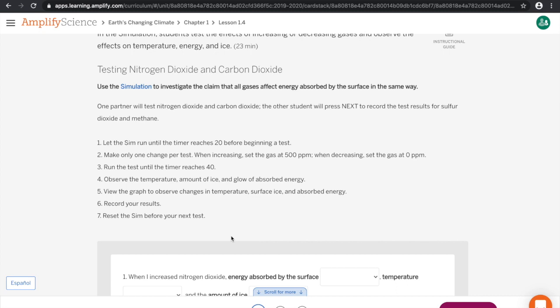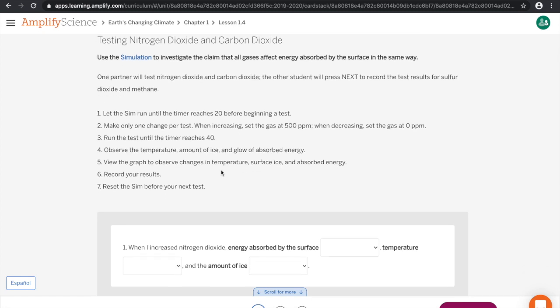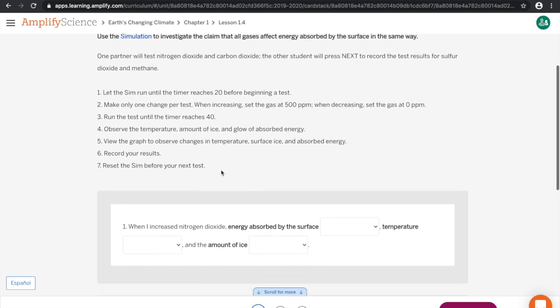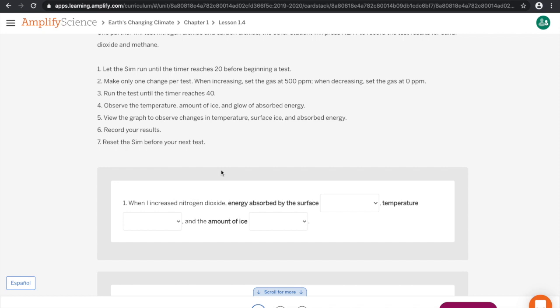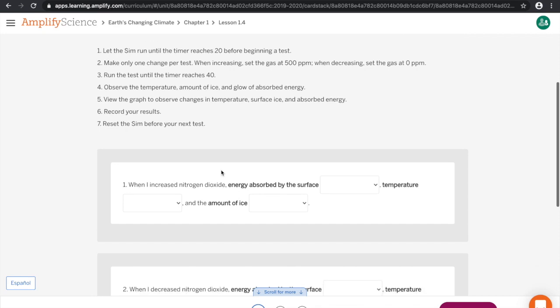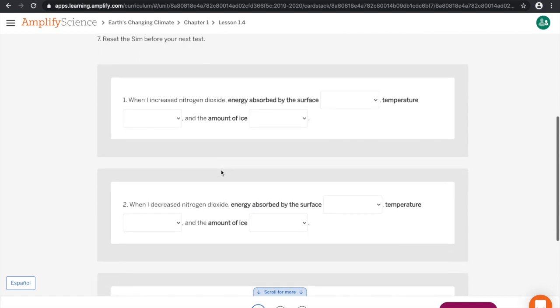Run the test until the timer reaches 40 seconds. So this would mean that the first 20 seconds is no change, and the next 20 seconds is going to be with change. Observe the temperature, the amount of ice, and the glow of the absorbed energy. View the graph to observe changes in temperature, surface, and absorbed energy. Record your results. So again, right now we're going to start with nitrogen dioxide.